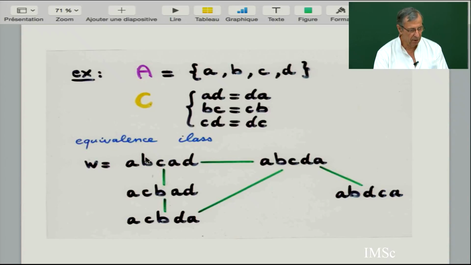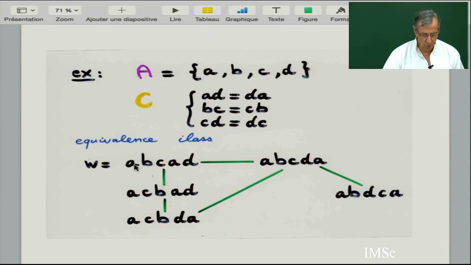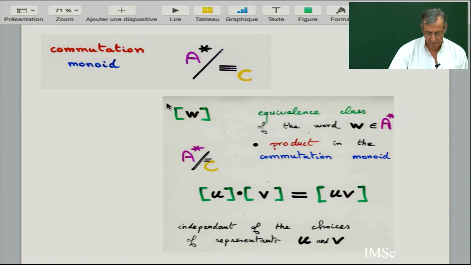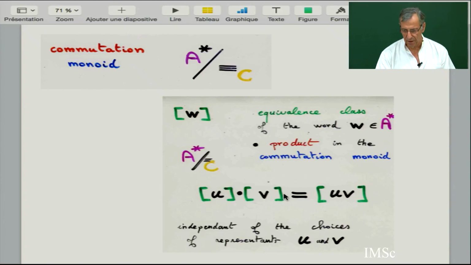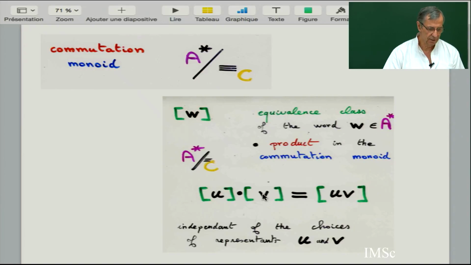Here is an example of an equivalence class for the word A, B, C, A, D. These are the 5 words which are equivalent by doing some commutation of consecutive letters according to the commutation rule defined by the binary relation C. Then the commutation monoid is defined in the following very obvious way: the product of two classes is the class of the product of the words, and this does not depend on the choice of U and V as representatives of the commutation classes.